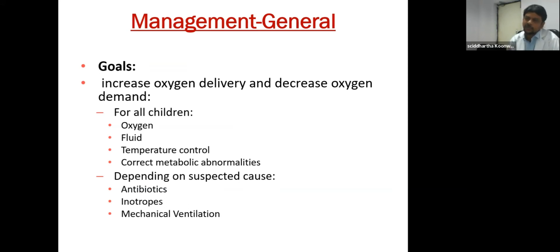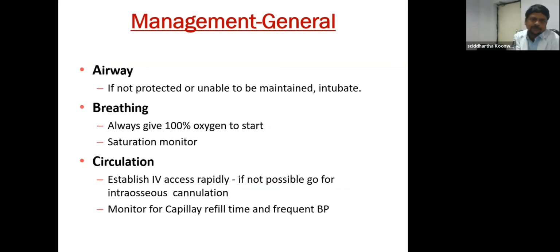Depending on suspected cause, if we are suspecting septic shock, then we have to start antibiotics within 1 hour. If the patient is not responding to fluid alone, we have to start inotropes. Mechanical ventilation helps by decreasing work of breathing as well as redistribution of blood to more vital organs.